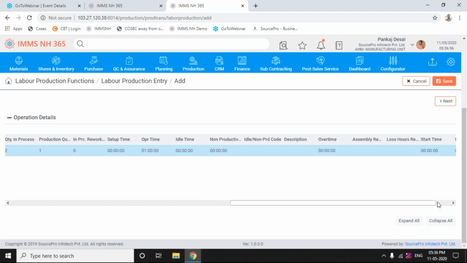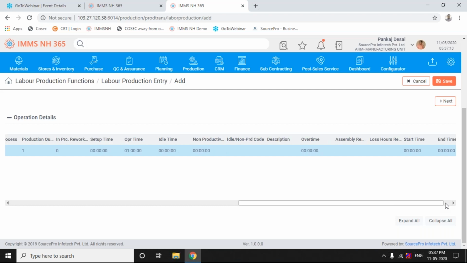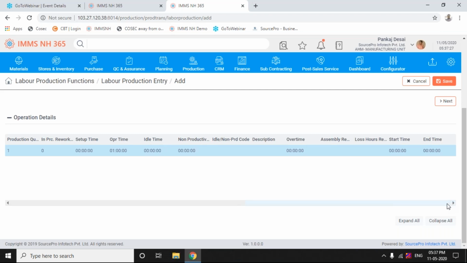So time and quantity booking is something that you can mention here. Any specific remark related to this particular work order, such as a loss hours remark, or some specific remark that you would like to remain in the document, you can write. You can also mention the start time and the end time, and if you put the start time and the end time, the balance time between will be considered as the operation time. That facility we have also provided.